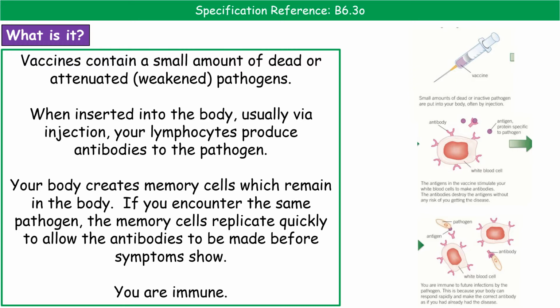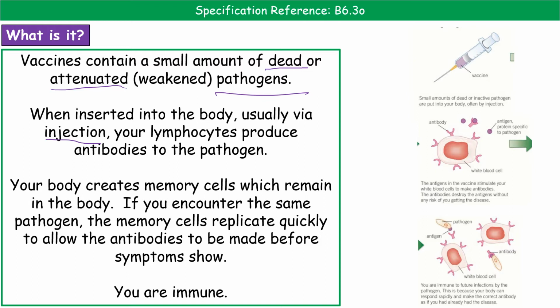So vaccination is one of those questions they do like on your exam paper. So first thing, what is a vaccine? It's something that contains a small amount of either dead or attenuated pathogens. Now, attenuated just means it's weakened. In order to get it into the body, we usually inject it. So if they ask you how do we administer or deliver a vaccine, injection is what they're looking for there.